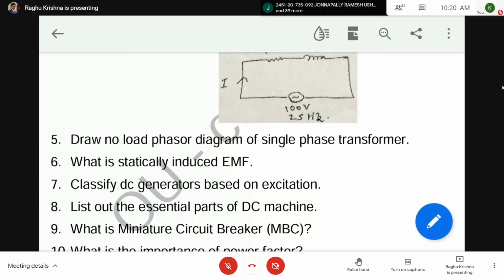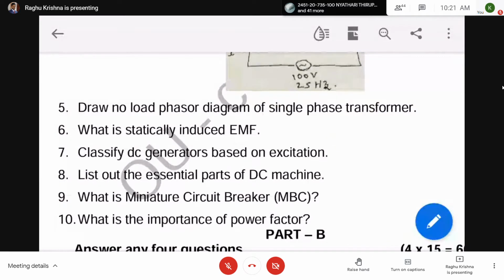Next, in a transformer we have an alternating flux. Alternating flux links with a coil, and EMF is induced in the coil. That is statically induced EMF. So EMF induced in a transformer is statically induced EMF, whereas EMF induced in a generator is dynamically induced EMF, because in statically induced EMF there are no moving or rotating parts. That's why it is called statically induced EMF. I am going to explain this in detail. Next, class 5 DC generators. These will all be covered in the further units.